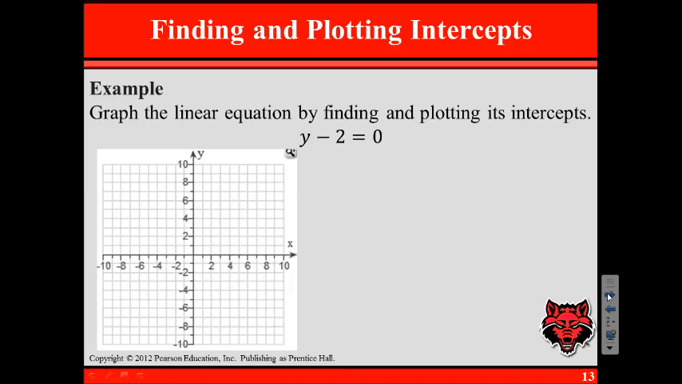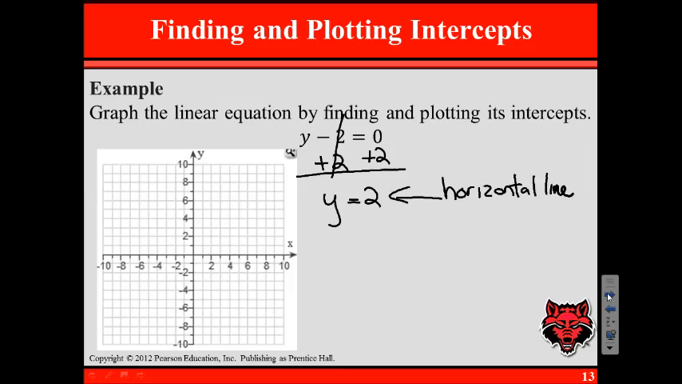So we start by solving for y in this case. We add 2 to each side. The opposite 2's cancel, and we're left with y equals 2. Going back to the last slide, remember when y equals a number, this is a horizontal line. And horizontal lines only have one type of intercept. That is a y-intercept. We have y-intercepts anytime the x value equals 0.